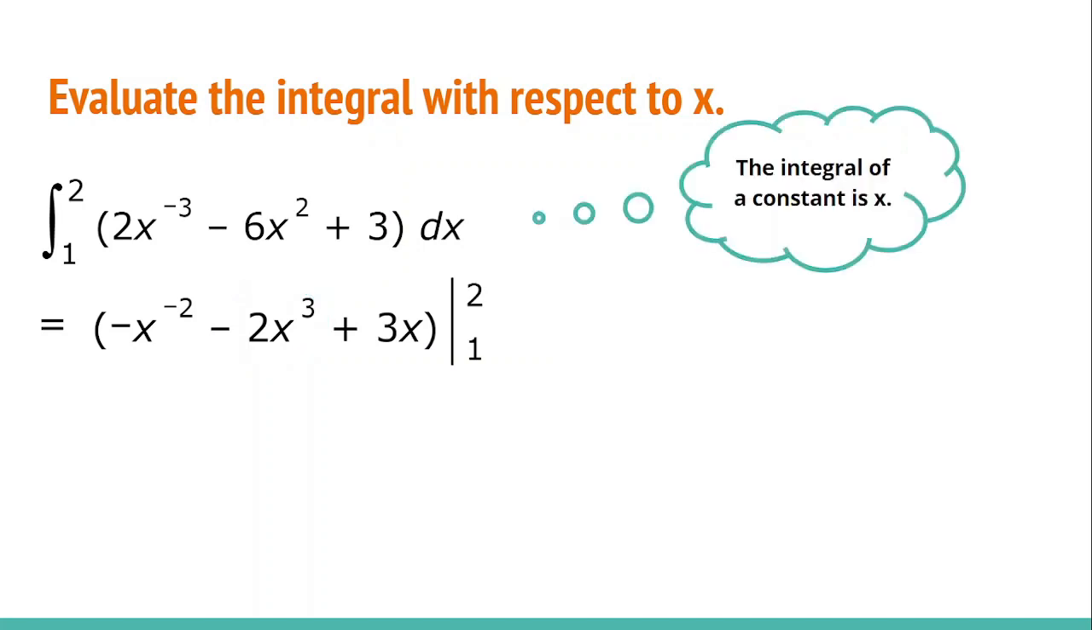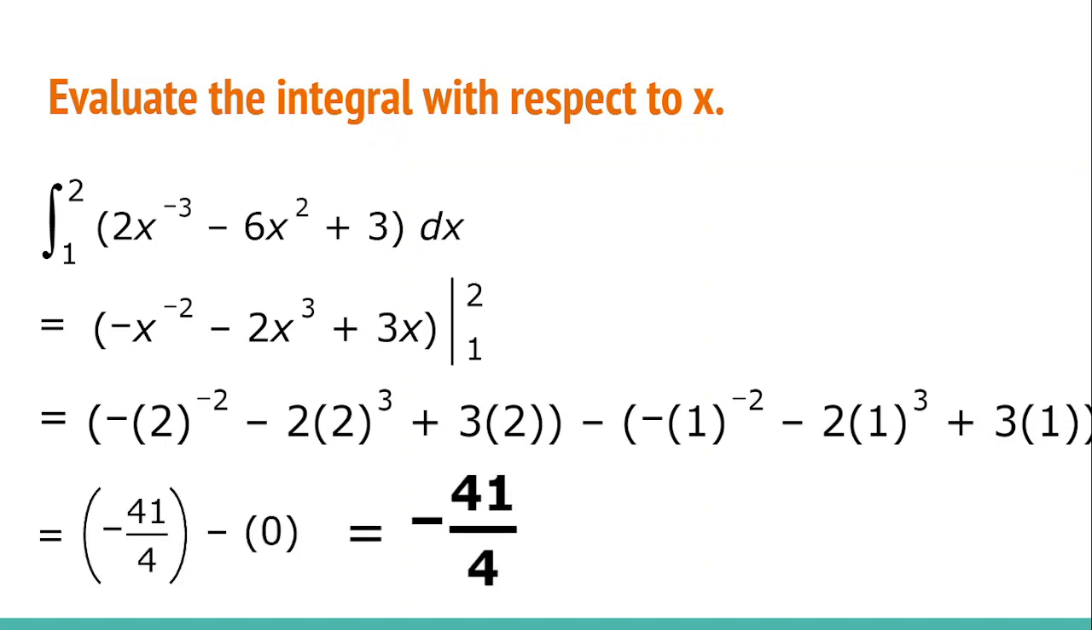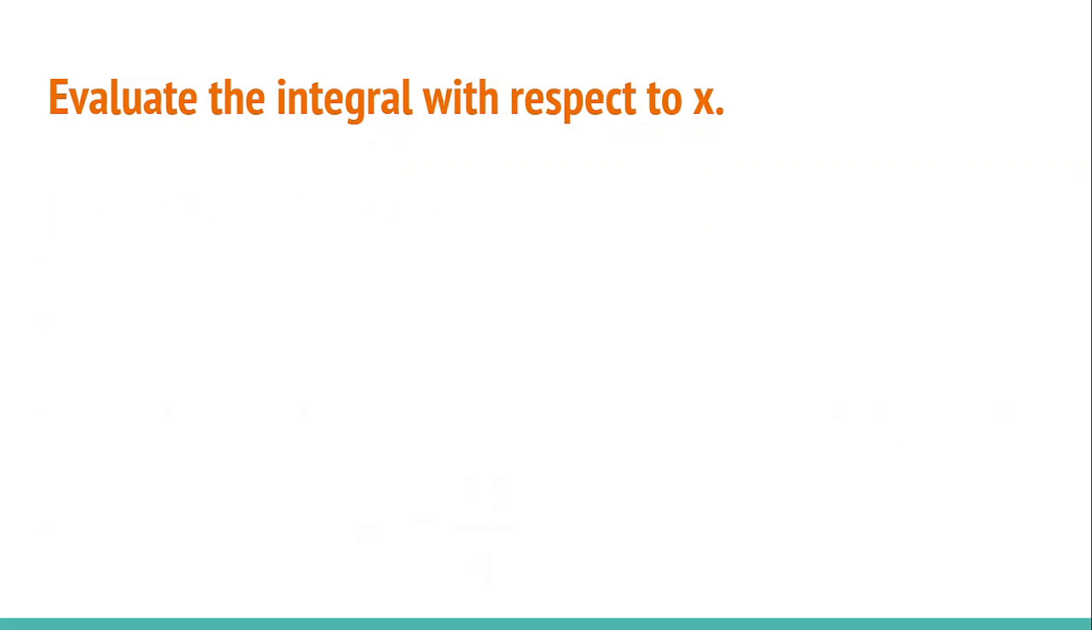And lastly, you have 3x. So the integral of a constant is x. So you just add x to 3, between 2 and 1. Next, you substitute 2 for x and also substitute 1 for x. Find the difference between them. Simplify everything down to -41/4.